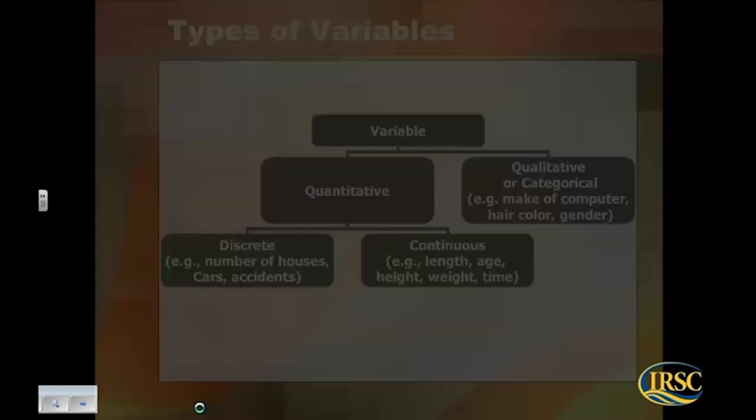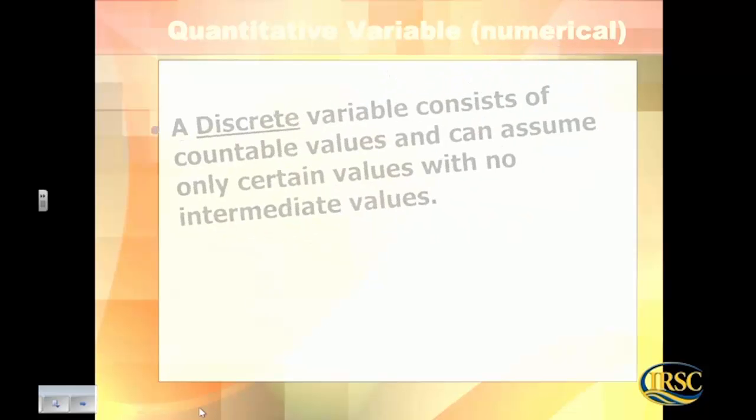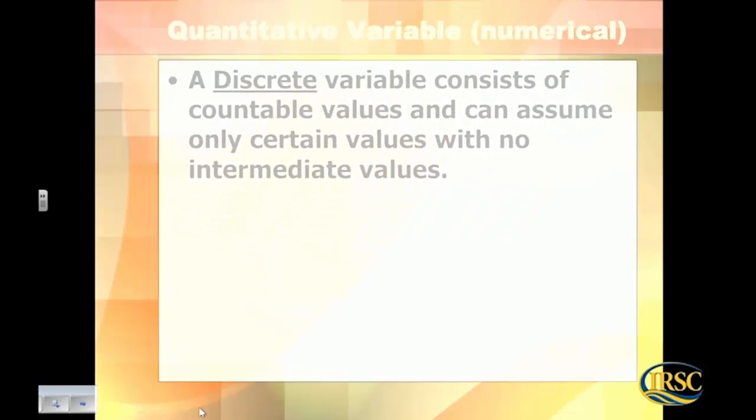Okay, so let's first take a look at quantitative variables. These are numerical variables, something that you can put a quantity to. Hence the word quantitative. So a discrete variable consists of a countable value and can assume only certain values with no intermediate values. So of the two quantitative variables, one of them was discrete. So these are things that you can count.